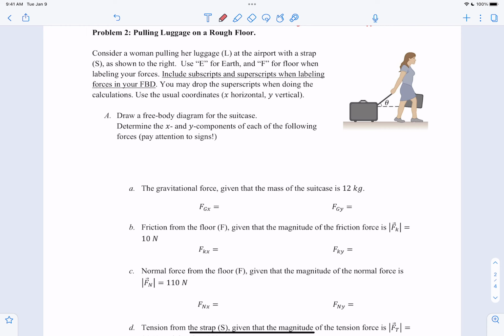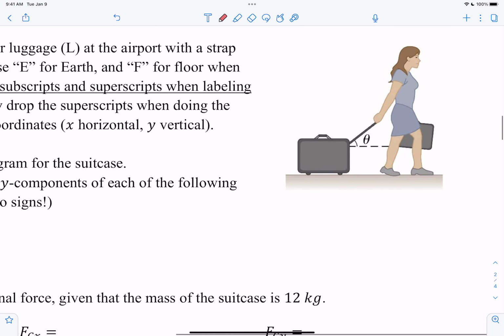So for part A, they want us to draw a free body diagram for the suitcase to determine the X and Y components of each of the following forces. So to begin with here, we can try and go ahead and label all the different forces that we have. Anybody want to give a shot, shout out some forces or type them in the chat? Normal force, friction, gravity, awesome. So we have normal force. Start out with that first.